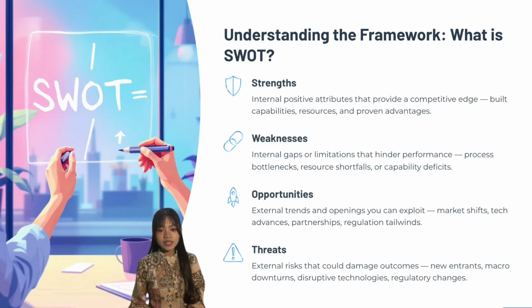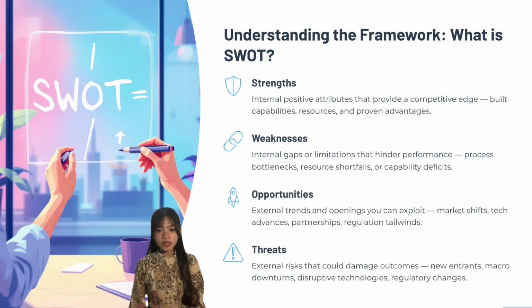First, let's understand what SWOT actually means. SWOT stands for strengths, weaknesses, opportunities, and threats. Strengths and weaknesses come from inside the organization. These are internal factors that we can control. For example, strengths can be strong resources, skilled employees, or a good brand reputation. On the other hand, weaknesses are limitations such as lack of research or inefficient process.